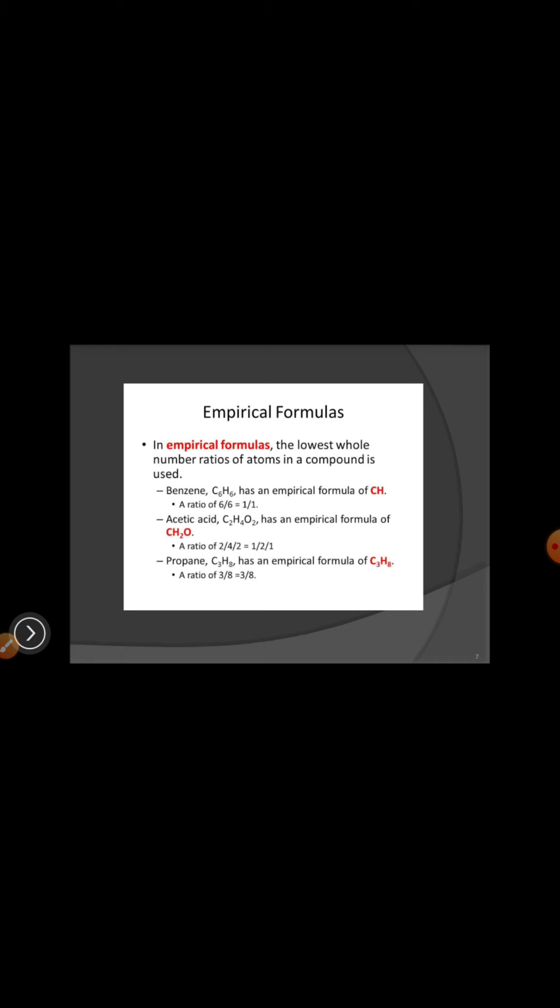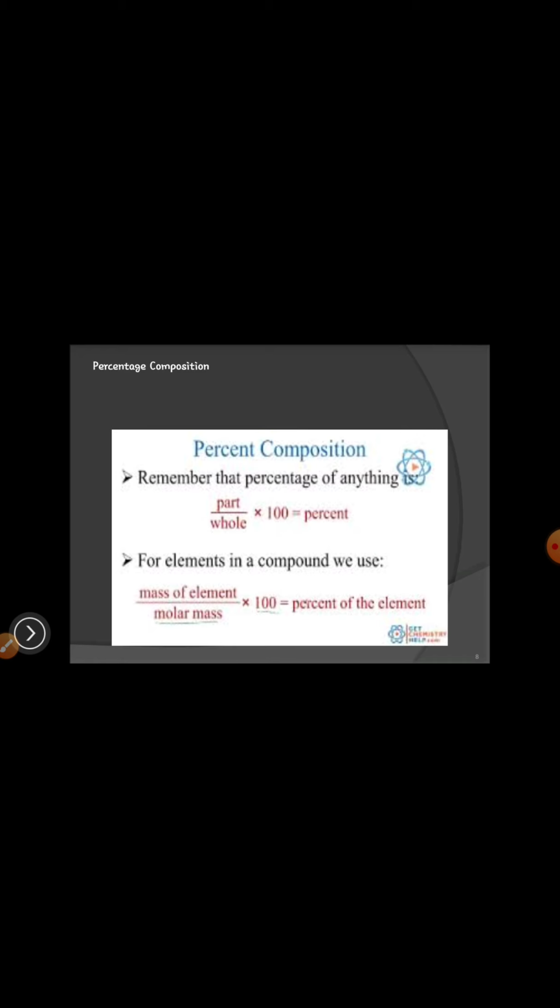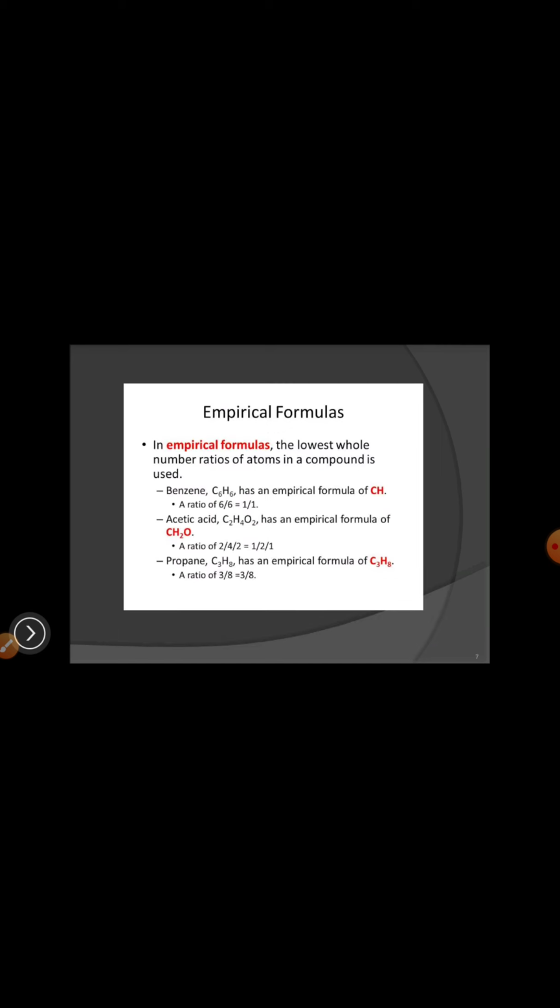The first example is benzene. Benzene has the formula C6H6. We can convert this chemical formula of benzene into an empirical formula. The empirical formula for benzene is CH. The ratio 6/6 is equal to 1/1, because both carbon and hydrogen have 6 atoms, so we can simply represent it by CH.